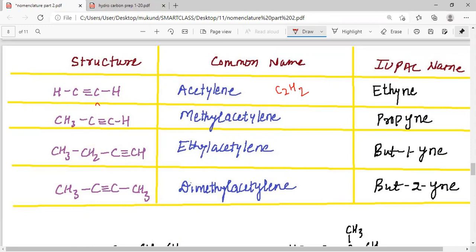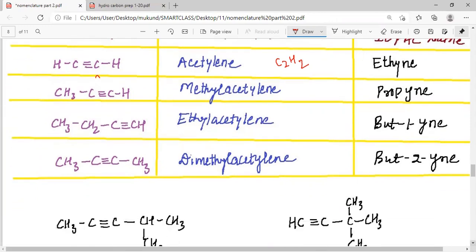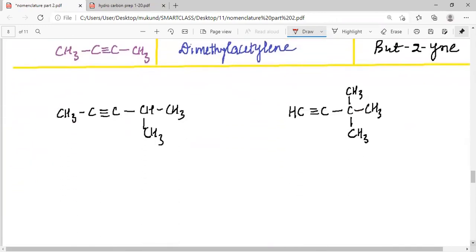Same way, you have methyl acetylene, whose IUPAC name is propyne. Same way, we have ethyl acetylene, where acetylene has got an ethyl, that is but-1-yne, and we have dimethyl acetylene, where we have but-2-yne. So please learn this way of nomenclature for the alkynes, my dear students.